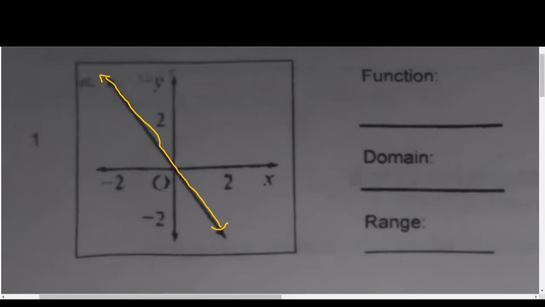Okay, let's do that. So mag-draw na tayo ng vertical lines. Kunyari ito. So you see, ilang point ang tinamaan niya sa graph. Dito lang siya tumama. So this vertical line intersects the given graph at exactly 1 point.